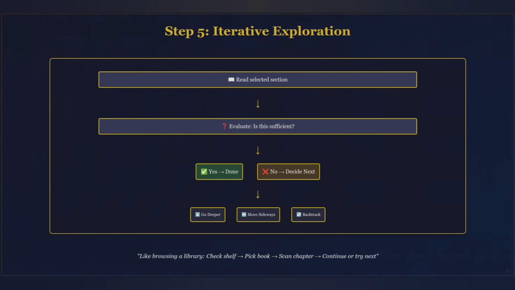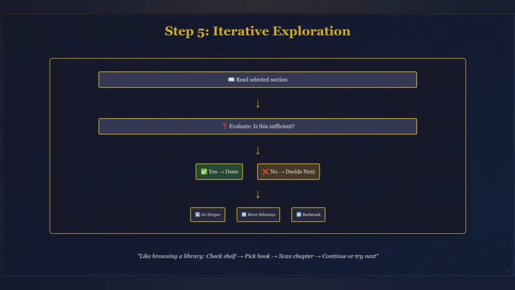Read the selected page or section, evaluate. Is this sufficient to answer the question? If yes, great. If no, the system decides what to do next. Should it go deeper into subsections, move sideways to related sections, or backtrack and try a different branch?